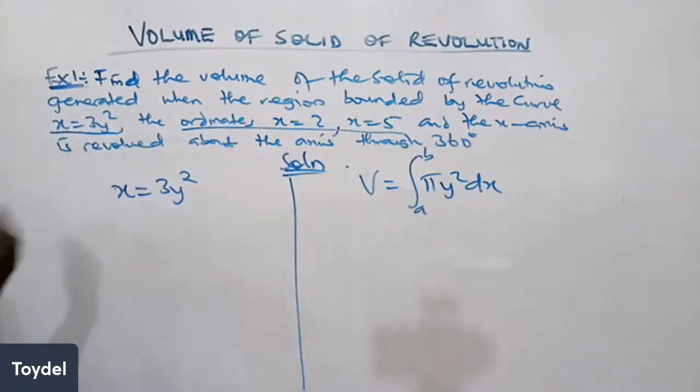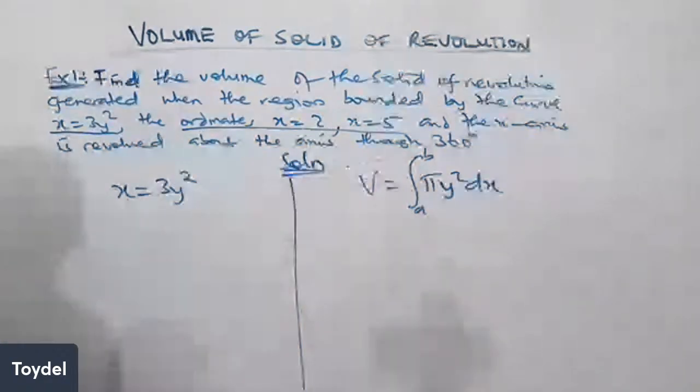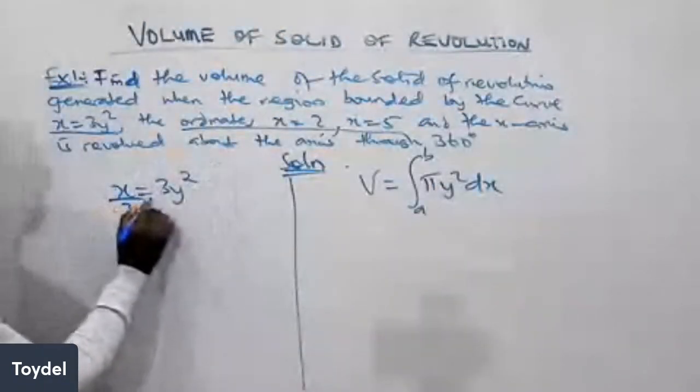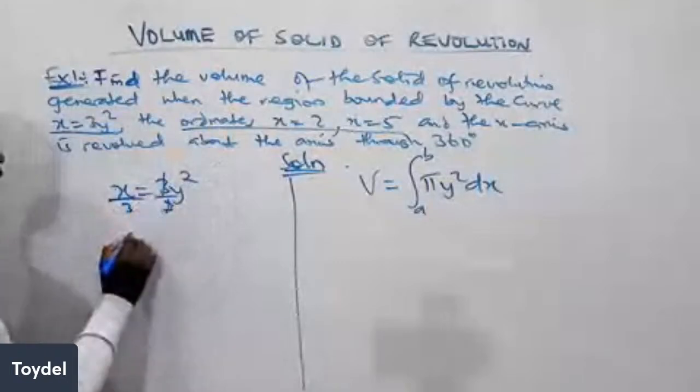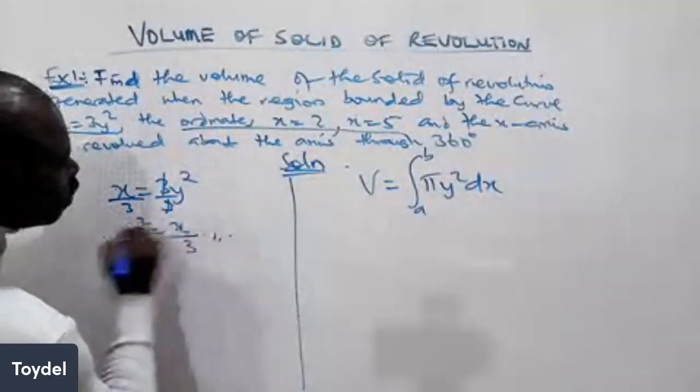But when we are given the abscissa, then we are going to have the volume equal to the integral from c to d of pi x squared dy. That's what we are going to have. So I'm going to rewrite this now and make y squared the subject. If I divide both sides by 3, this will cancel this. Then y squared will be equal to x all over 3.